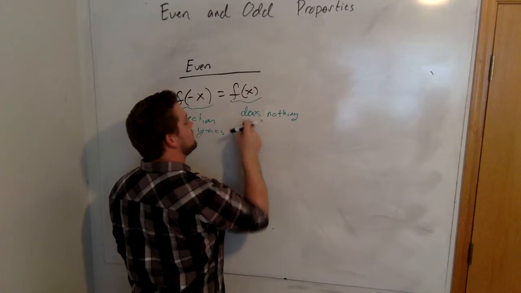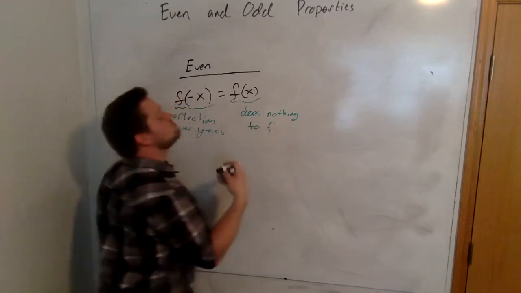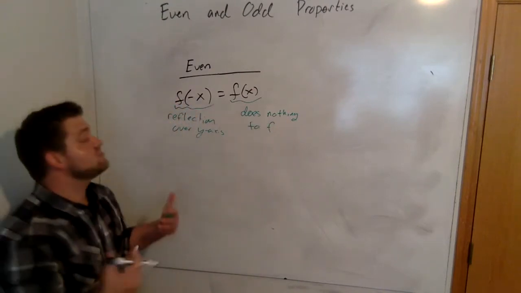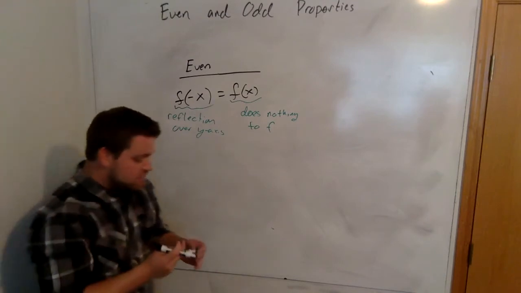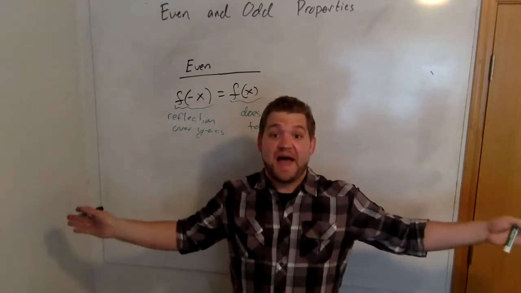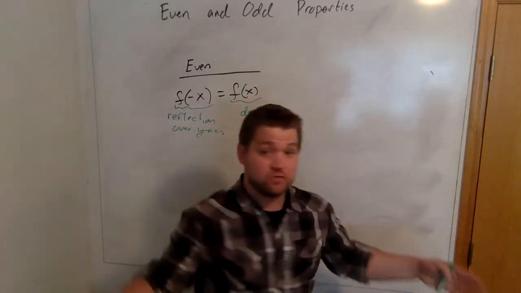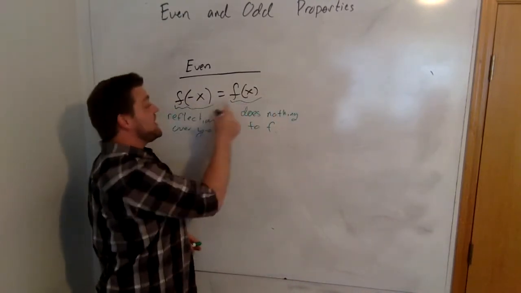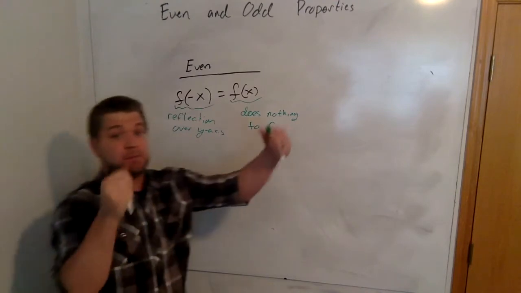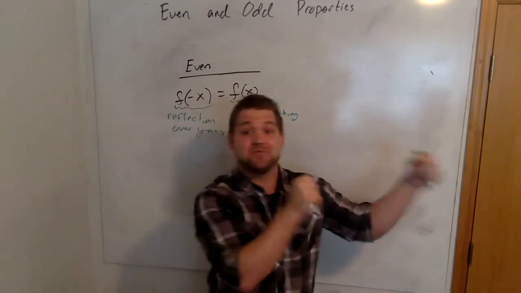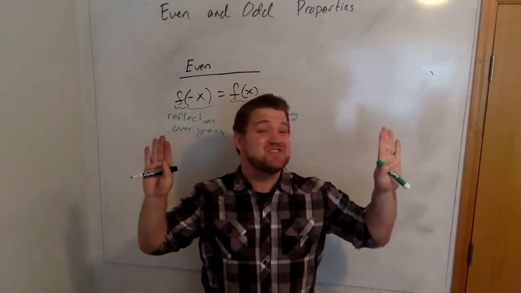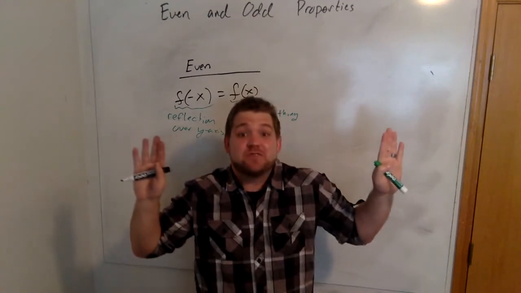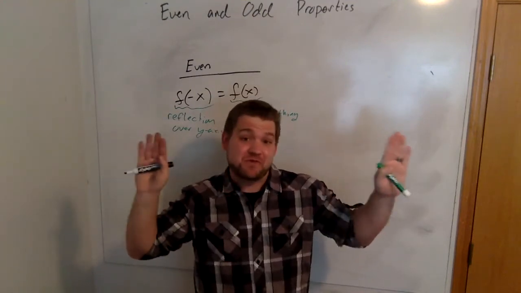Does nothing to f. This is screaming a little bit of a symmetry argument about a function. This says if you take a function and you reflect it over the y-axis, the picture looks the same. You reflect it over the y-axis. So if I gave you a picture of the function and a picture of the function reflected over the y-axis, you would have no idea. You couldn't tell the difference between them. You couldn't tell which one had been reflected or not.